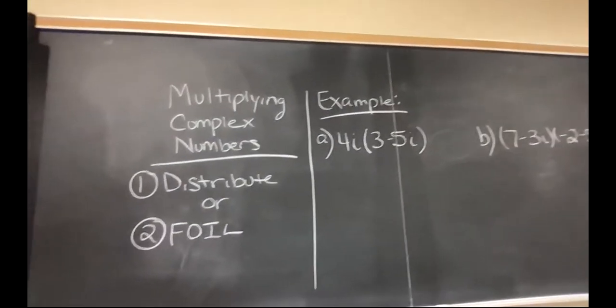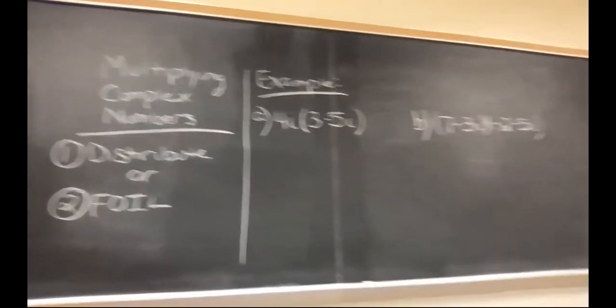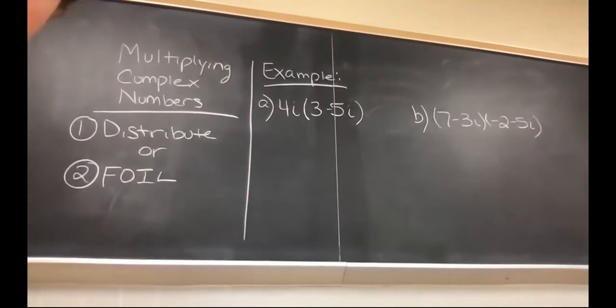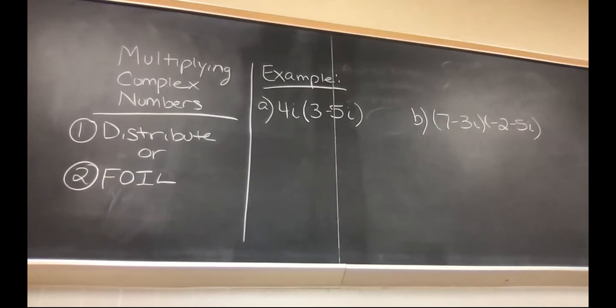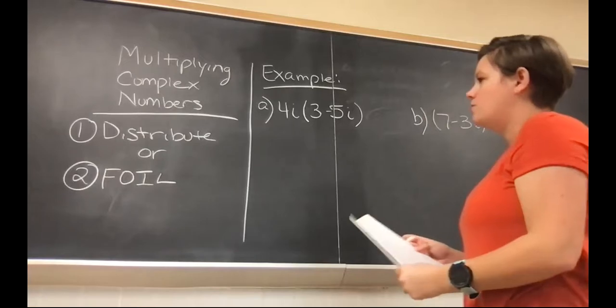So what do we do then if we want to multiply? Well, for multiplying complex numbers, there's two things we can do. We can either distribute or we can use the FOIL method. Remember, FOIL stands for first, outer, inner, last. It's like the reverse of factoring. Okay? So let's look at this first example.